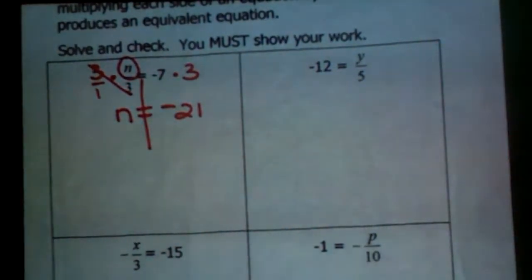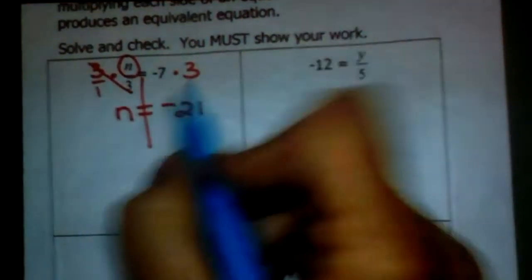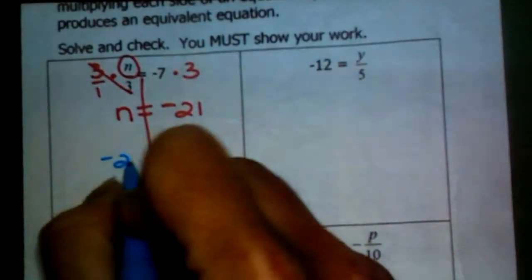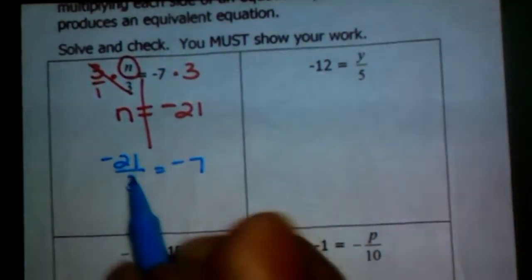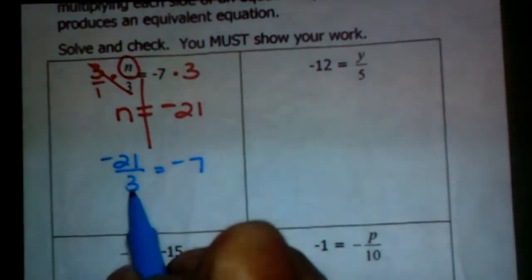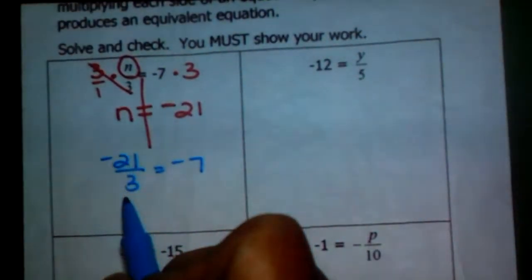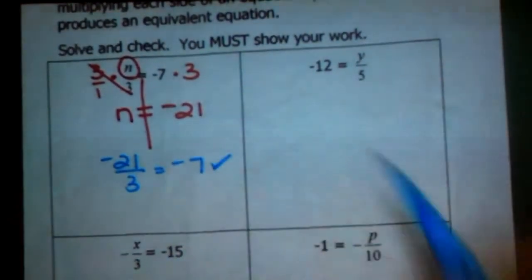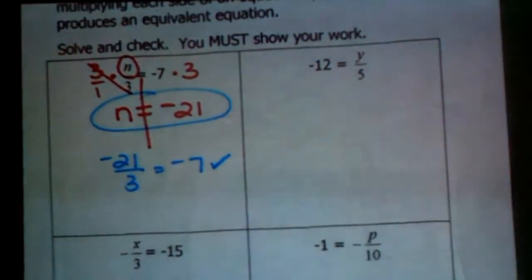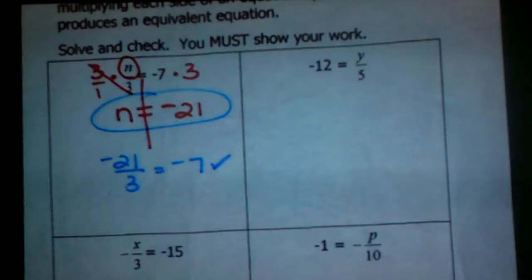You want to make sure that you're right? Plug it in, plug it in. If n is negative 21, I'm going to replace n with negative 21 and rewrite the rest of what is there. Now ask yourself, does negative 21 divided by 3, because that's what this means, fractions are division problems, yes, negative 21 divided by 3 is negative 7. That means we're right. N does equal negative 21. I'm not making this up.